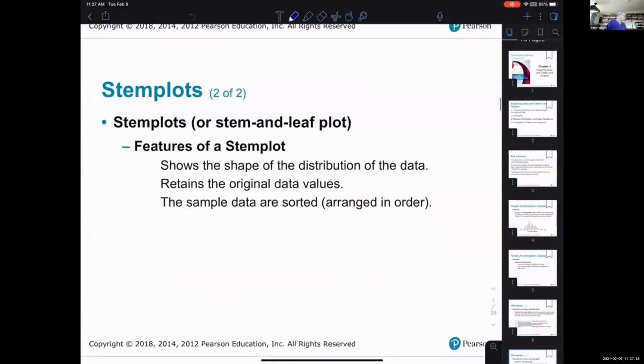Features, values, benefits. It also shows the shape of the distribution of the data. It retains the original data values. And it points out that the sample data are sorted and arranged in order. And that was true for the dot plot as well, but they were sort of all left to right. Here, you can find a particular data value much more quickly because you just look it up by looking at the left digit on the left and the right digit on the leaf, or on the right. So organizationally, it is definitely quick and convenient for looking up values of data and seeing where they are in the list. Questions, comments, discussions about a stem plot graph?